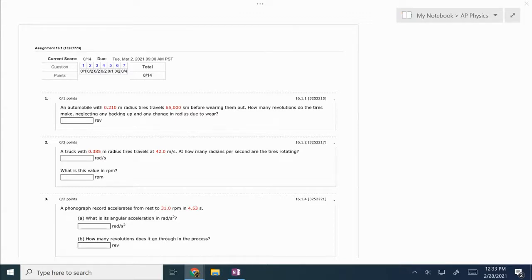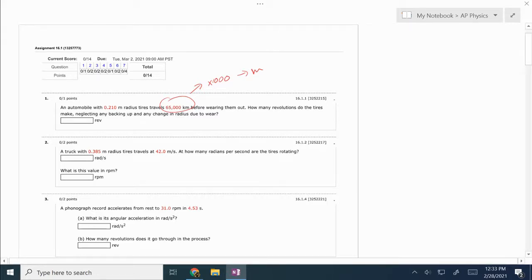We have an automobile. It's got tires with this radius. It travels 6,500 kilometers before wearing them out. How many revolutions do the tires make, neglecting any backing up? So first, we can't have it in kilometers. We need to change it into meters, so you're going to want to multiply by 1,000. Do that first.